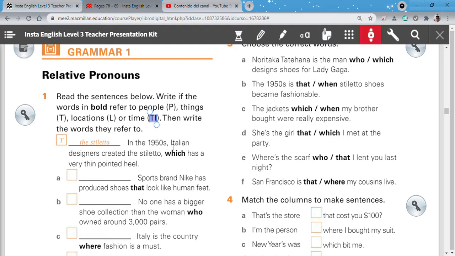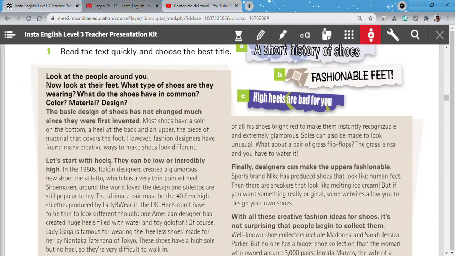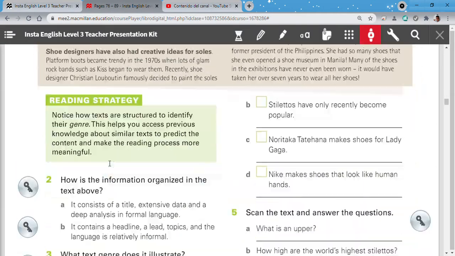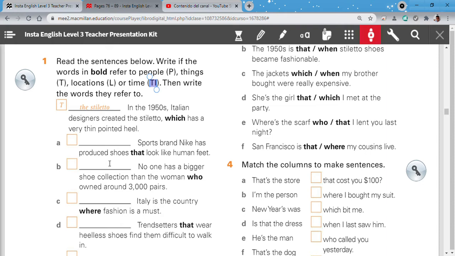In the 1950s, Italian designers created the stiletto, which has a very thin pointed heel. Teacher, and where is this activity from? From this one, from this reading. So you are going to do this reading, so no problem. Let's see. So when we talk about things, you use which. Look at this word, which. Letter A. So this is the example. Letter A. For example, says sports brands Nike has produced shoes that look like human feet.